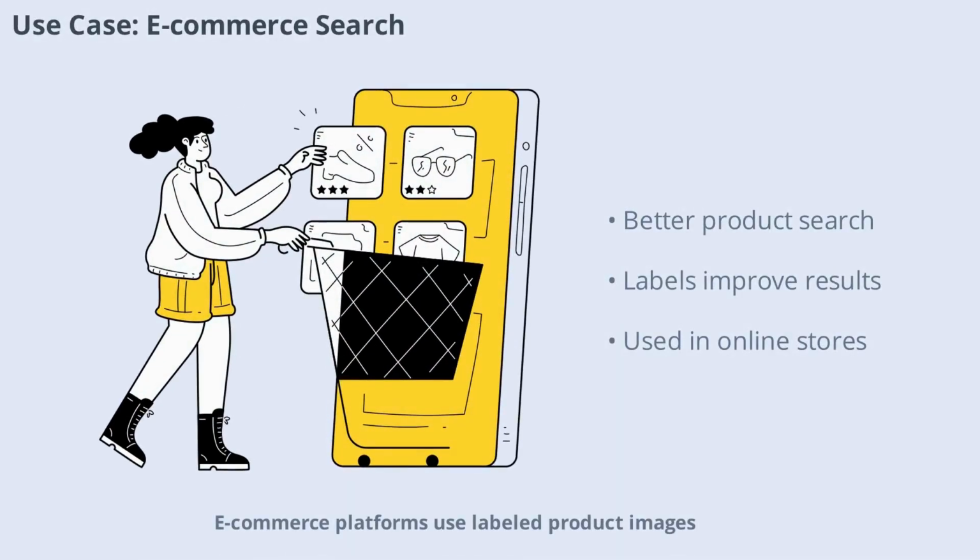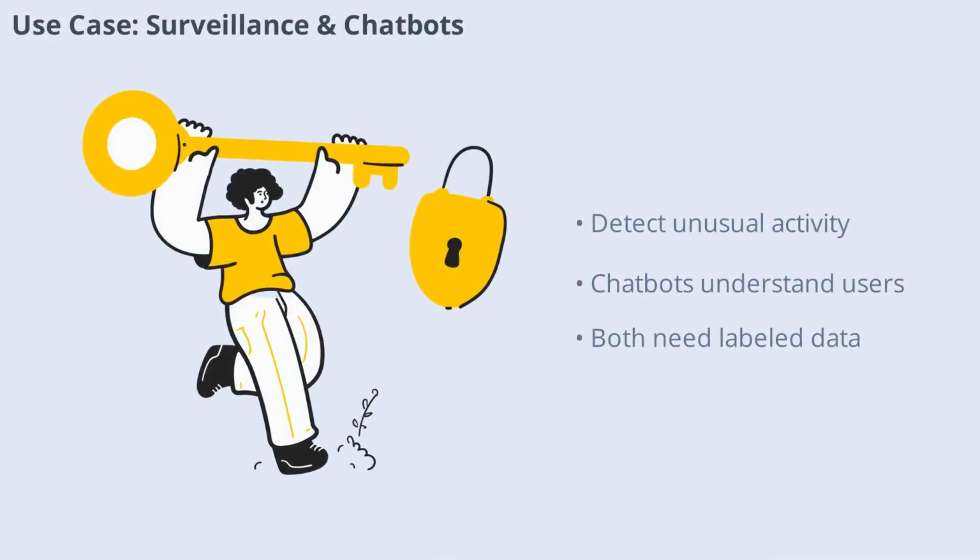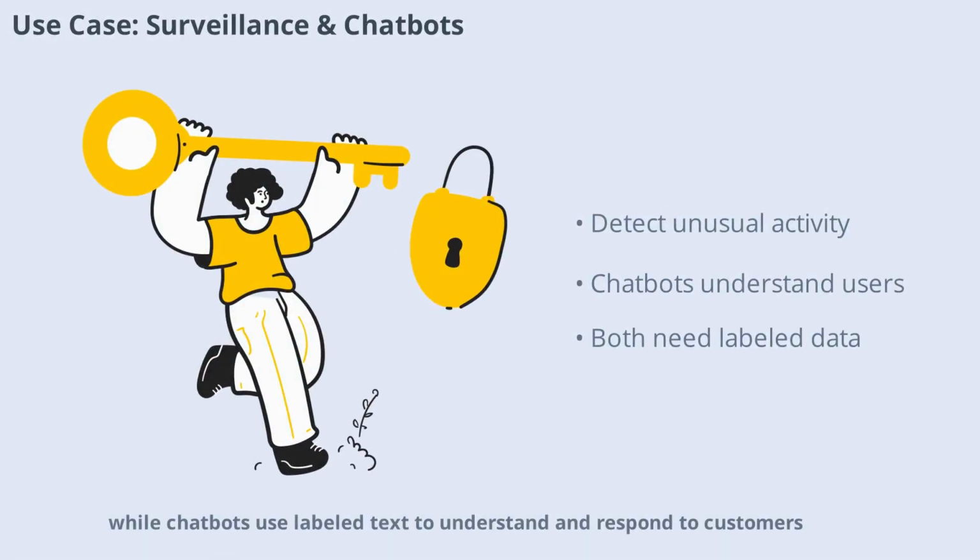E-commerce platforms use labeled product images and descriptions to improve search results. When you search for red shoes, AI finds the right products thanks to accurate data labeling. Surveillance systems use labeled video to detect unusual activity, while chatbots use labeled text to understand and respond to customers. Both rely on accurate data labeling to work effectively.